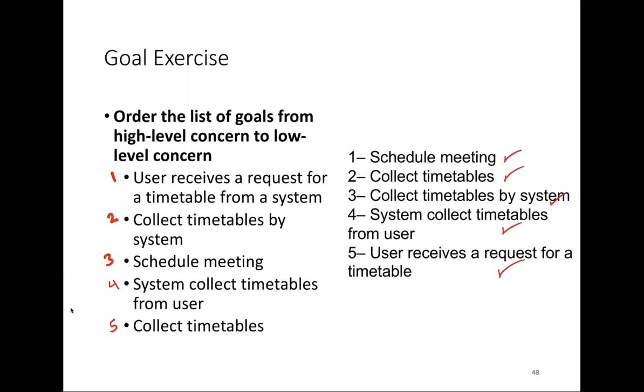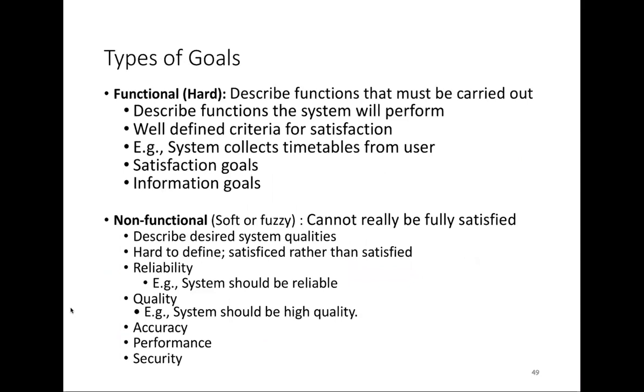What types of goals can we see? Keep in mind goals at the end are requirements. So if we classify them, it looks similar to the requirements classification. It could be functional goals or non-functional goals. Sometimes we call them hard goals versus soft or fuzzy goals. In functional or hard goals, we describe functions that must be carried out, in other words, those functions that the system will perform. It has to be well defined for satisfaction. Like the example we discussed before, the system collects timetable from the user. This is a hard goal. This is all about functionality of the system.